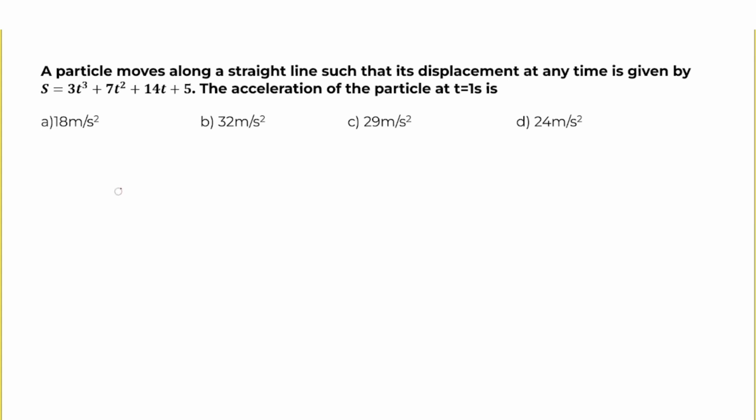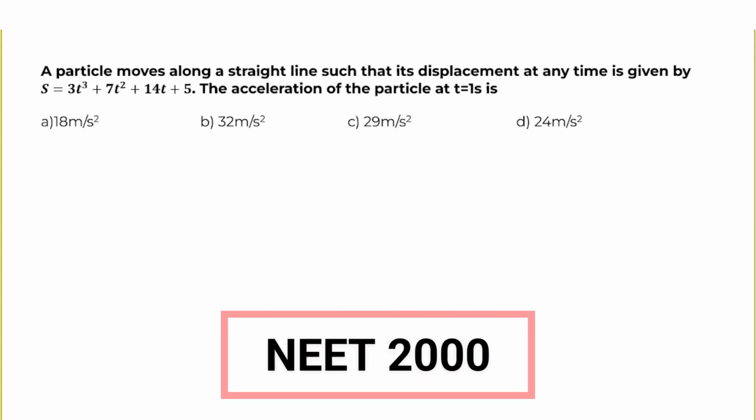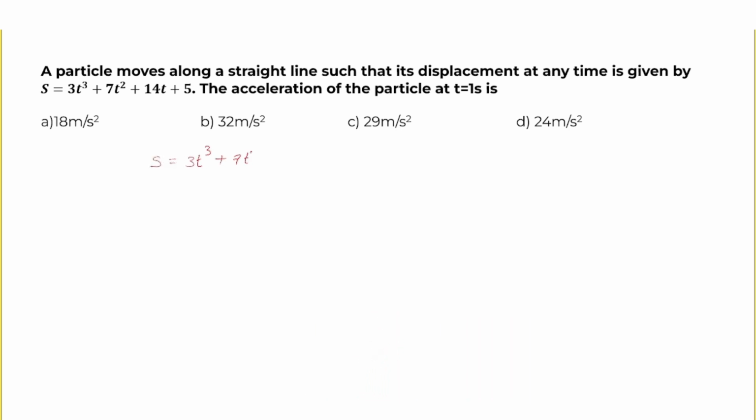A particle moves along a straight line such that its displacement at any time is given by S equals 3t cube plus 7t square plus 14t plus 5. The acceleration of the particle at t equal to 1 second. So to find the acceleration, velocity will be ds by dt. Let's differentiate it. It will be 9t square plus 14t plus 14. Acceleration will be dv by dt, and that will be equal to 18t plus 14. So when you put t equal to 1, acceleration will be 18 plus 14, and that will be 32 meter per second square. Option B.